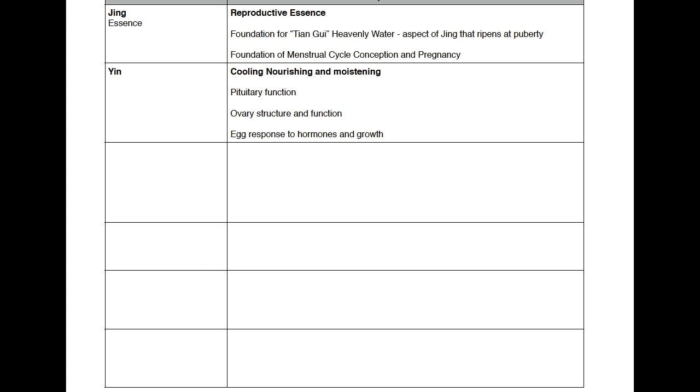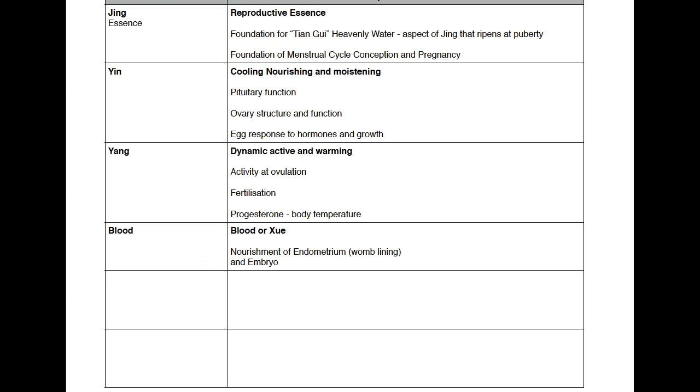We've got the Jing, reproductive essence. Oh, this is a lovely Chinese term. Look at this, Tian Gui, heavenly water. Okay, that's what they call it, heavenly water. And that's the aspect of Jing that ripens at puberty. Men and women have heavenly water, and it's the mixing of the heavenly water that creates conception. So here we have the foundation of the menstrual cycle, conception and pregnancy. Okay, this is a lead into the next exercise we're going to do.